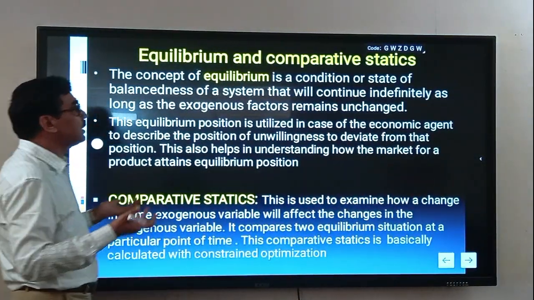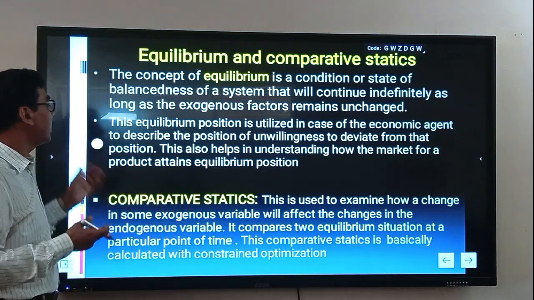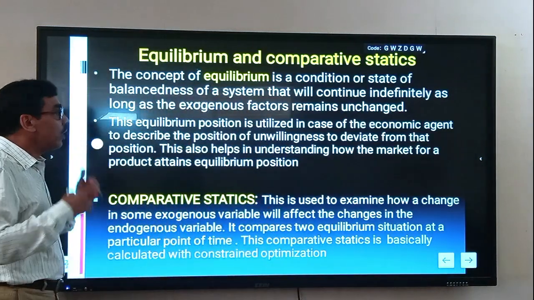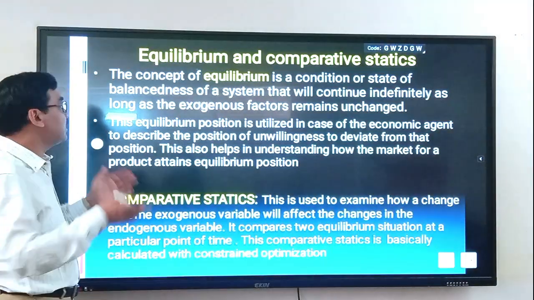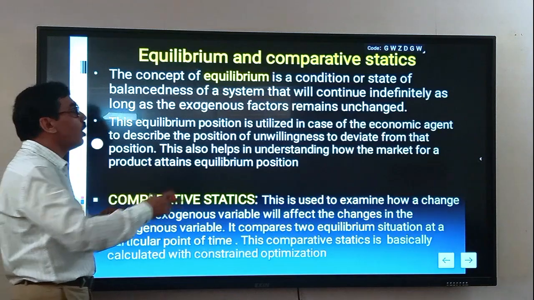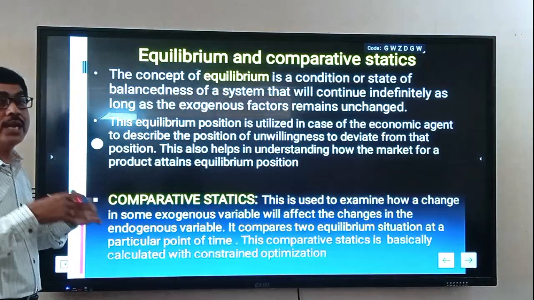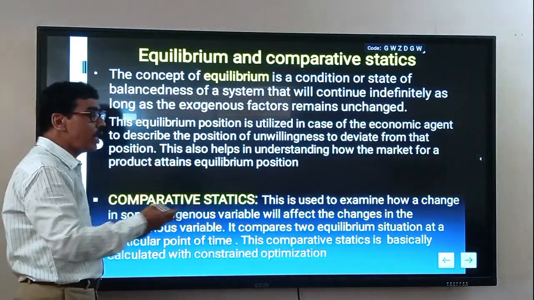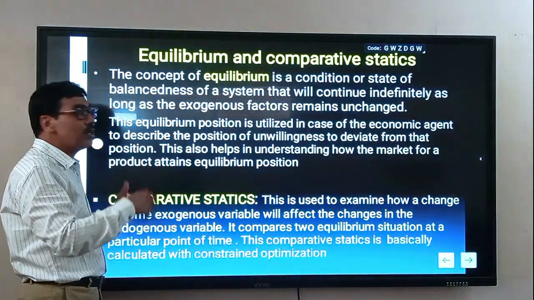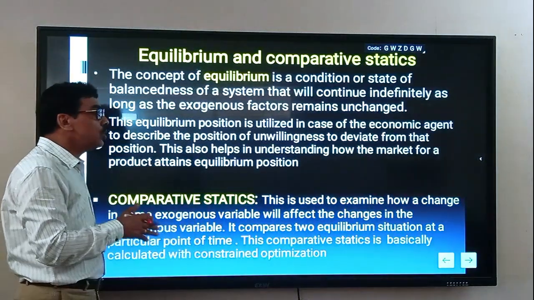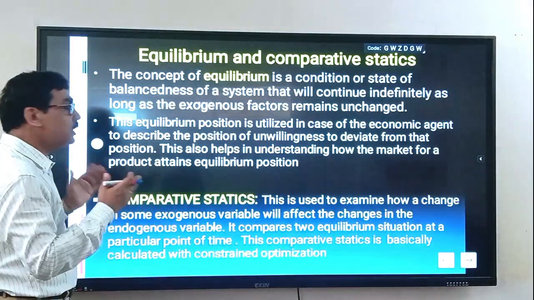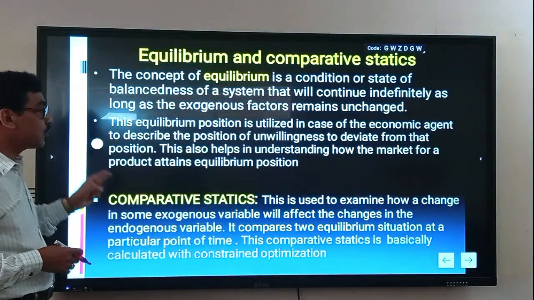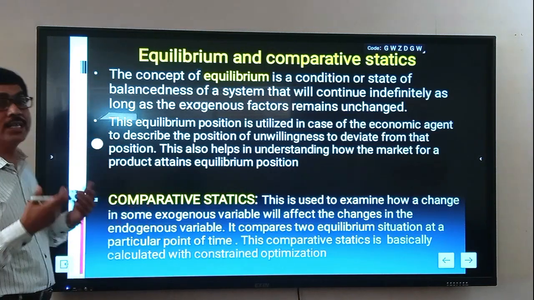This equilibrium position is utilized in the case of an economic agent to describe the position of unwillingness to deviate from that position. Whenever equilibrium is attained, if it is a consumer's equilibrium, then the consumer will be unwilling to deviate from that position. If it is a producer's equilibrium, the producer will be unwilling to do that. If it is a market equilibrium, in the market, the total demand and total supply will be equal. So that's why it is a position or state of balance, which continues forever if there is no intervention of external factors. This also helps in understanding how the market for a product attains its equilibrium position.